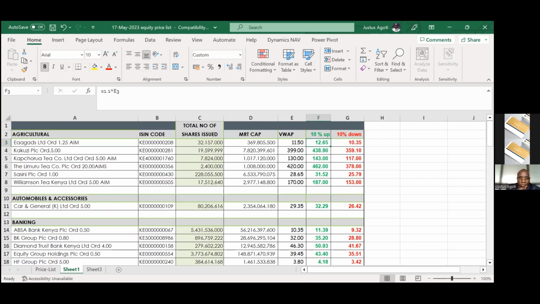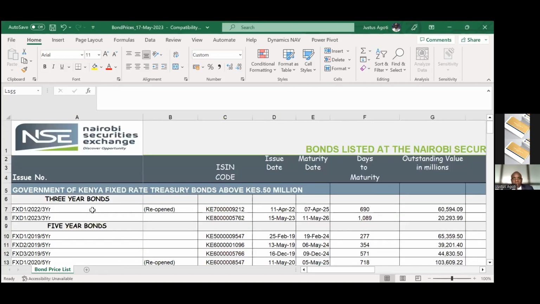So I can quickly take you through the price list for bonds. It's slightly different, and as you can see, the notations are slightly different, but it's the same concept. As you can see there, we have FXD1, 2022 3-year. It means that this is a government bond, FXD. It pays a fixed interest. So when you lend, you expect a fixed interest within the 3-year period that the government has borrowed from you. And this bond was issued in 2022. It's a 3-year bond. Okay.